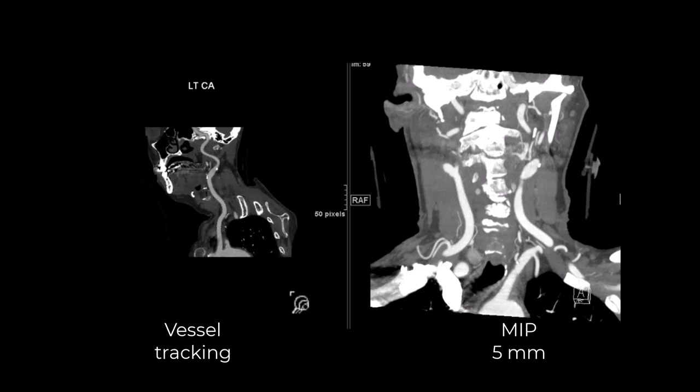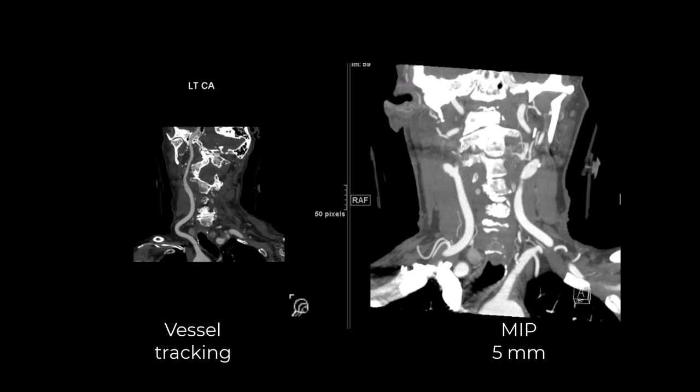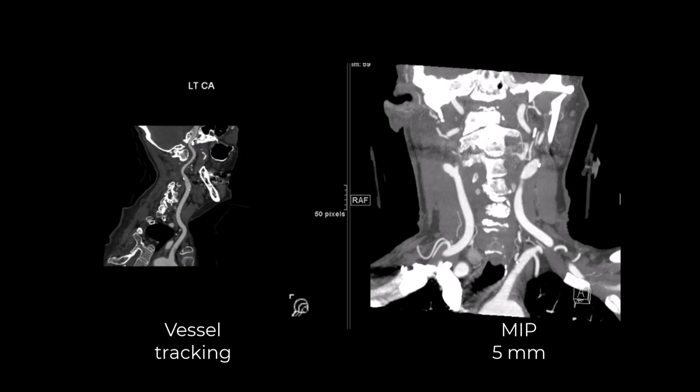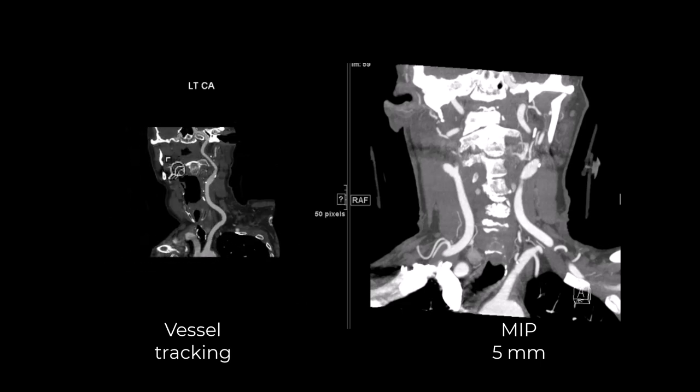Whereas on this reformatted image, we are focusing only on that artery and we are rotating it. So this is very useful to quantify narrowing at the carotid bulb, to see how much atherosclerosis there is in there, and it's also very useful to see contour abnormalities in the setting of traumatic vascular injury.